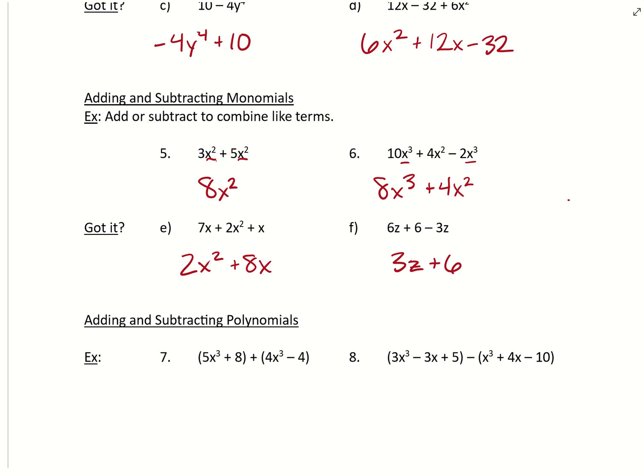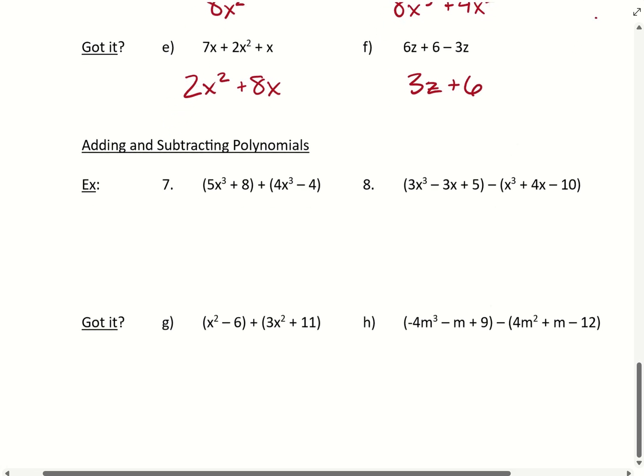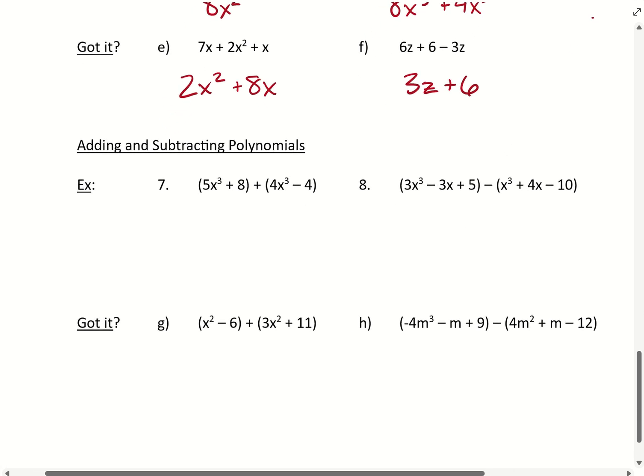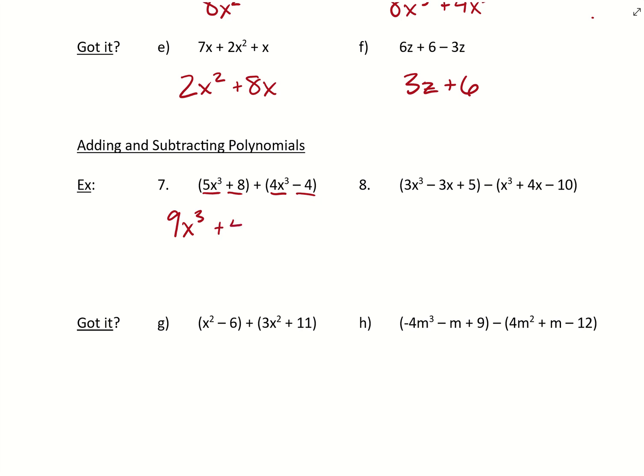Next up, we're going to talk about adding and subtracting. So we're doing both now, and this is with polynomials as well instead of just monomials. On number 7, we notice we can add these two because they're to the same degree. So we're going to get 9x cubed. And then here we have plus 8 and minus 4. Those add up to plus 4. So that's it on number 7.